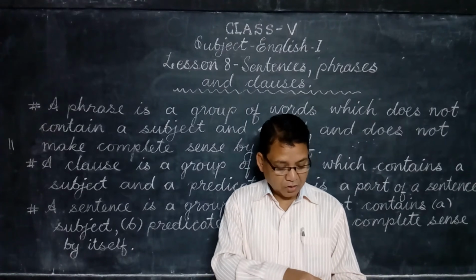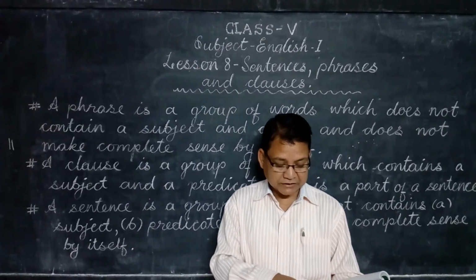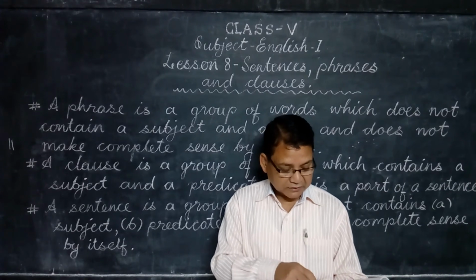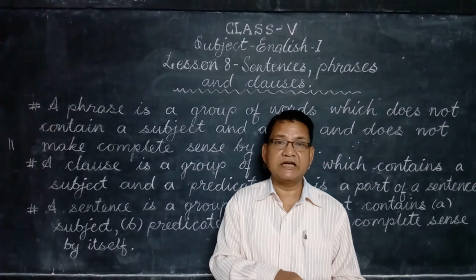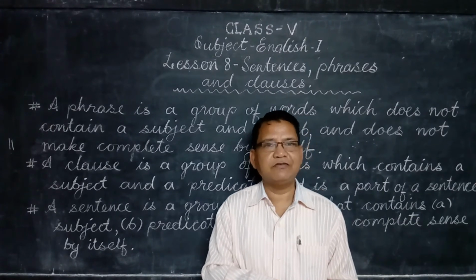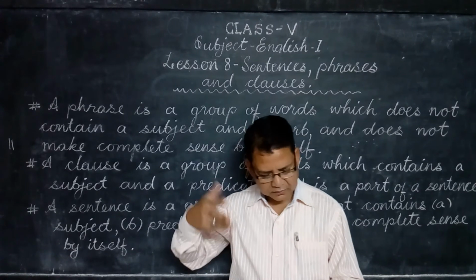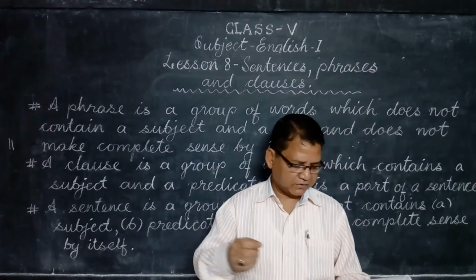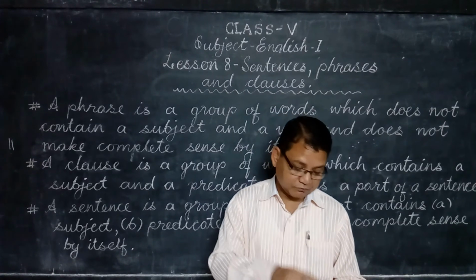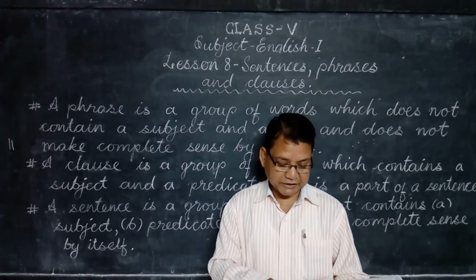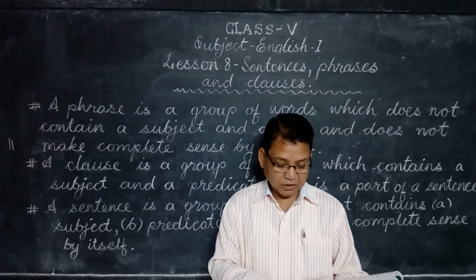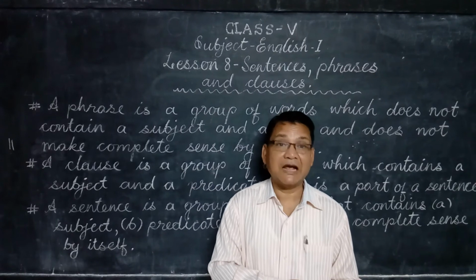In the next one, of gold does not contain a subject and predicate, but it is an adjective phrase that qualifies the noun throne. Either golden or of gold, they are adjectives. In the third one, which was made of gold consists of a subject and predicate and is therefore a clause. It is an adjective clause which qualifies the noun throne.